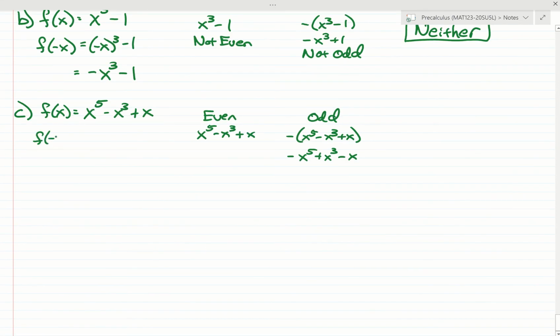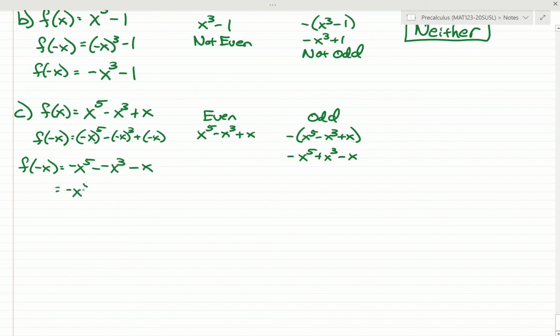If we put in negative x, we get negative x to the fifth minus negative x to the third plus negative x, which is negative x to the fifth minus negative x to the third minus x, or negative x to the fifth plus x to the third minus x. We could take out a negative from this, and we could see that it's exactly the opposite of what we started with. That's why this would be an example of an odd function.